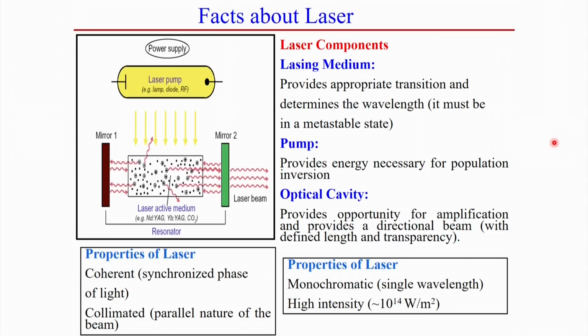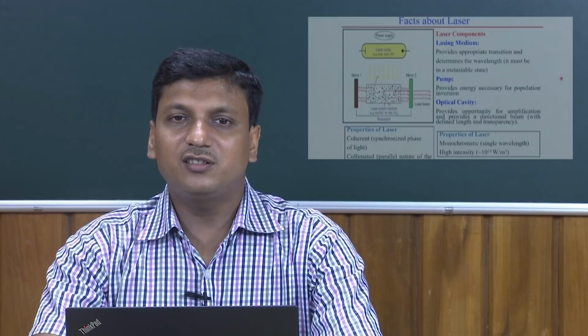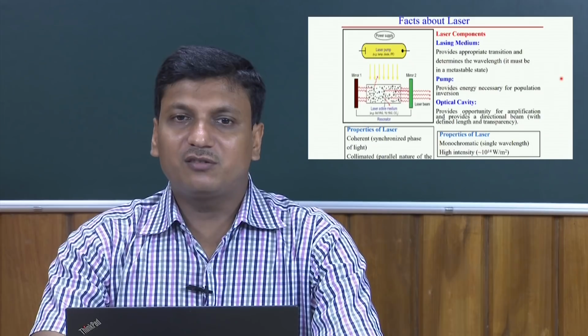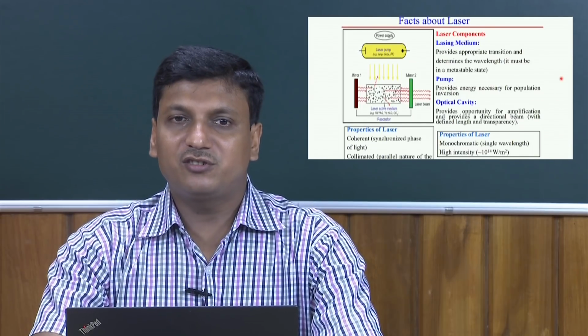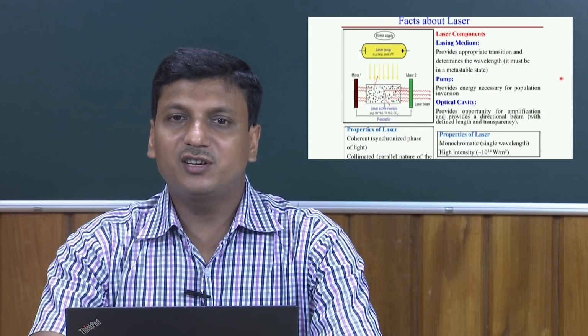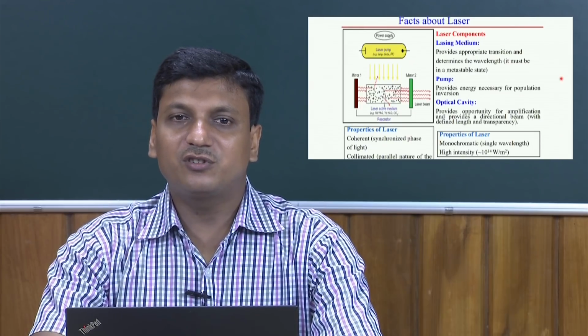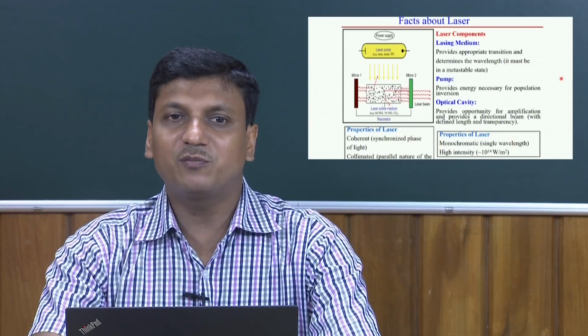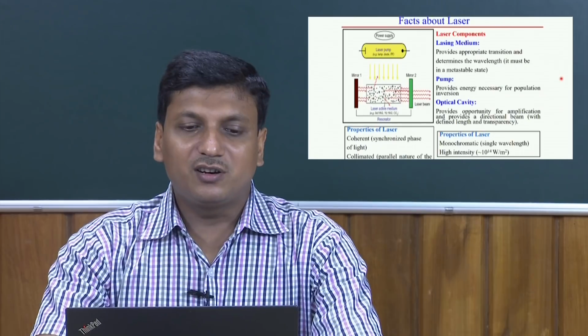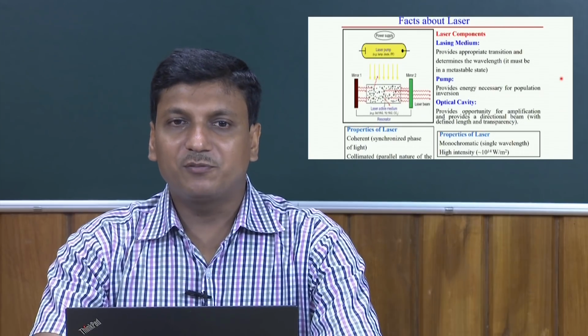The first basic component of the laser is the lasing medium. The lasing medium provides the appropriate transition and determines the wavelength of the laser, but of course it must have a metastable state. Before the lasing medium, the energy necessary for population inversion comes from the laser pump. It may be a diode pump or a lamp pump.